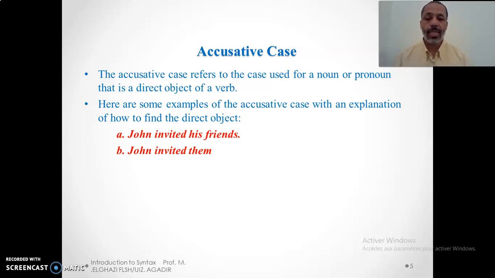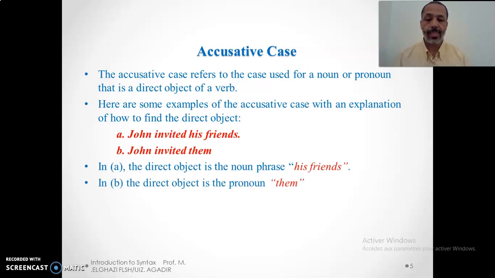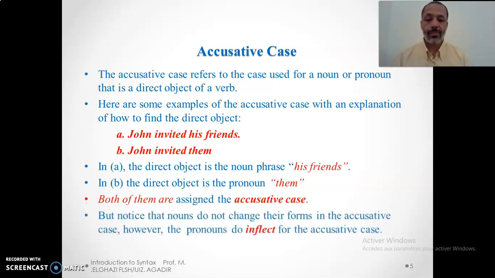So when you say John invited his friends, if you want to know how to find the direct object, you just ask the question, John invited whom? Or John did what? What comes after the verb is the direct object. So as you can see, in A, the direct object is the noun phrase his friends. In B, the direct object is the pronoun them. Both of them are assigned the accusative case.